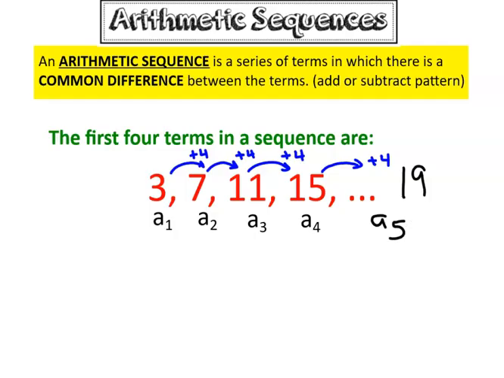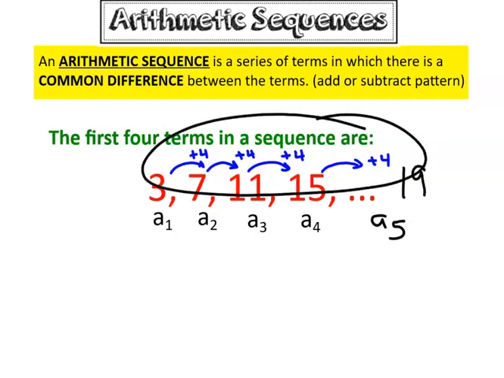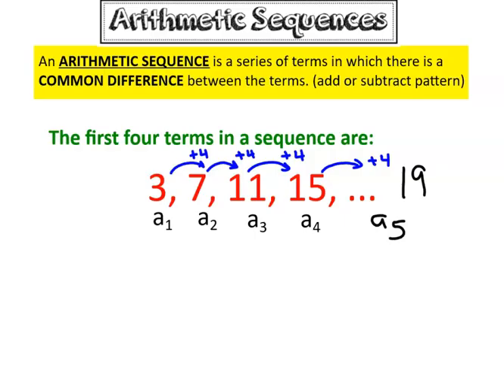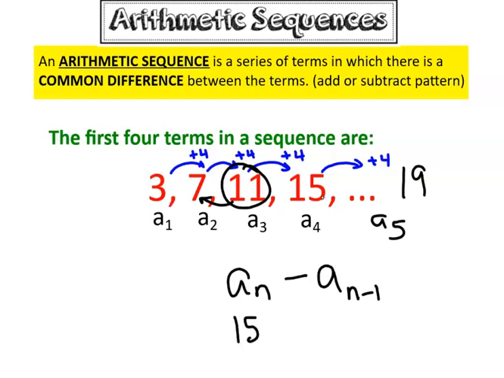You can find the common difference, or this rate of change, by taking any value in the sequence and subtracting the one before it. That's known as the n minus 1. So if I were to start with 15, which is the answer in the 4th position, I would subtract the answer in the 4 minus 1 position, or the 3rd position. And that's how I can find my constant difference.